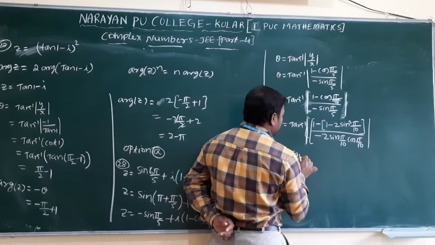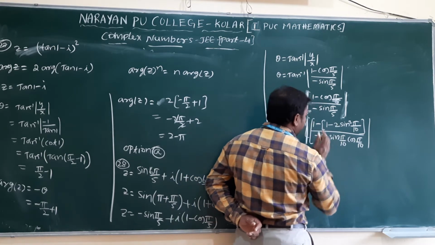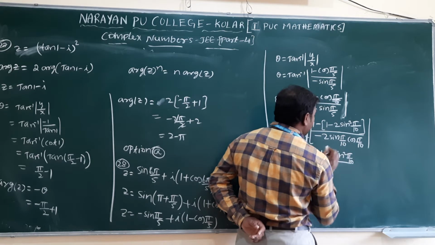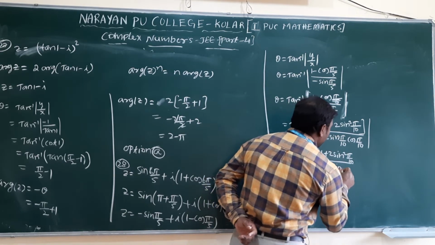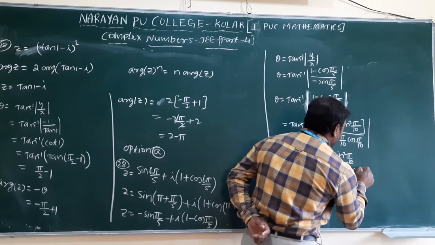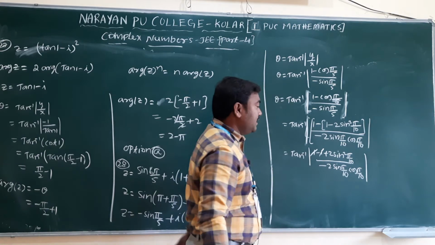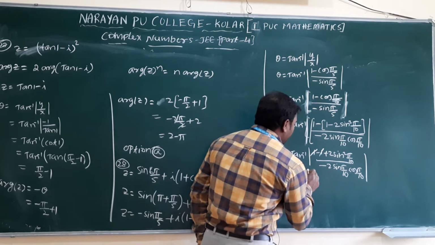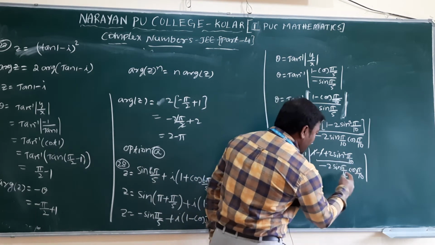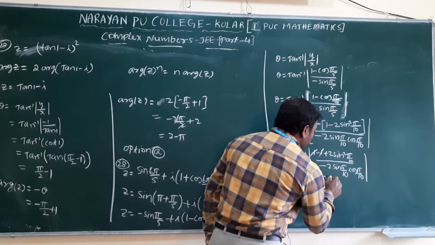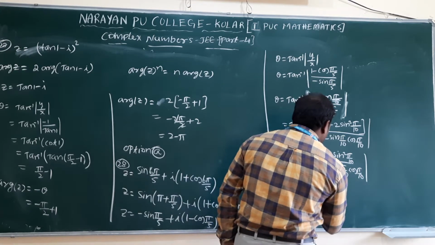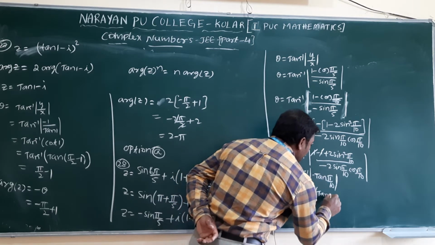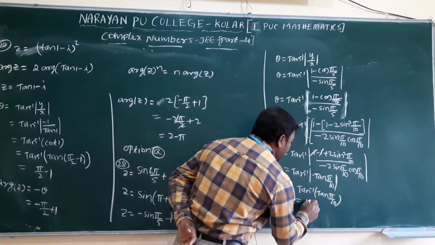Now 1 - 1 + 2 sin²(π/10) divided by 2 sin(π/10) cos(π/10). The 2 gets cancelled and one sin(π/10) gets cancelled, remaining tan⁻¹|sin(π/10)/cos(π/10)|, which gives tan(π/10). Since we have taken the modulus, the negative sign is eliminated, leaving tan⁻¹(tan(π/10)). So tan gets cancelled, remaining π/10.